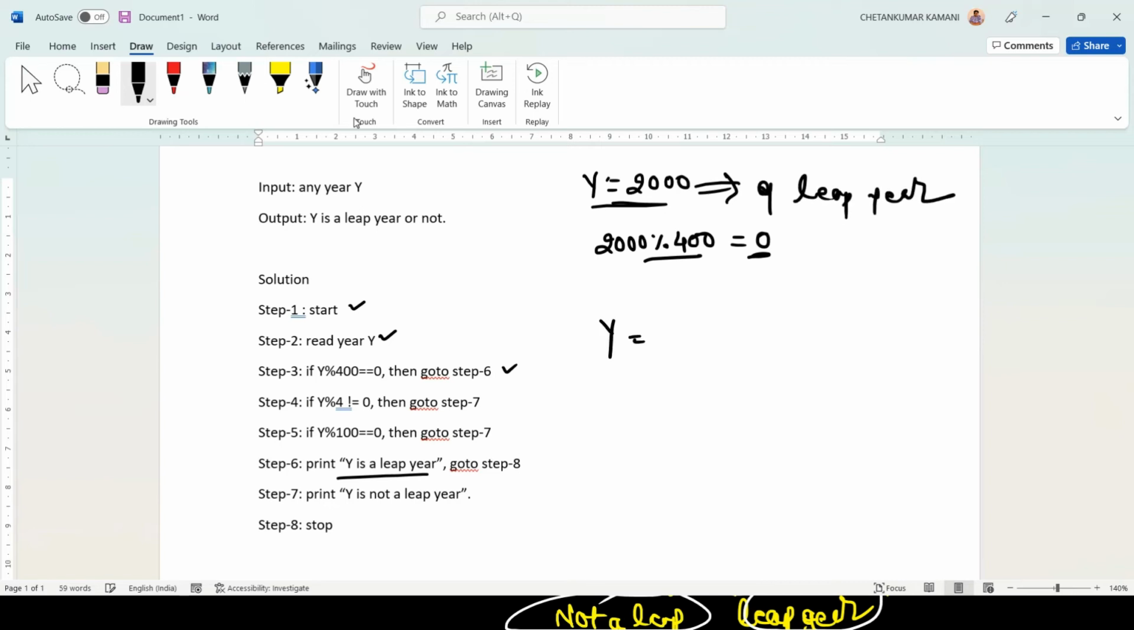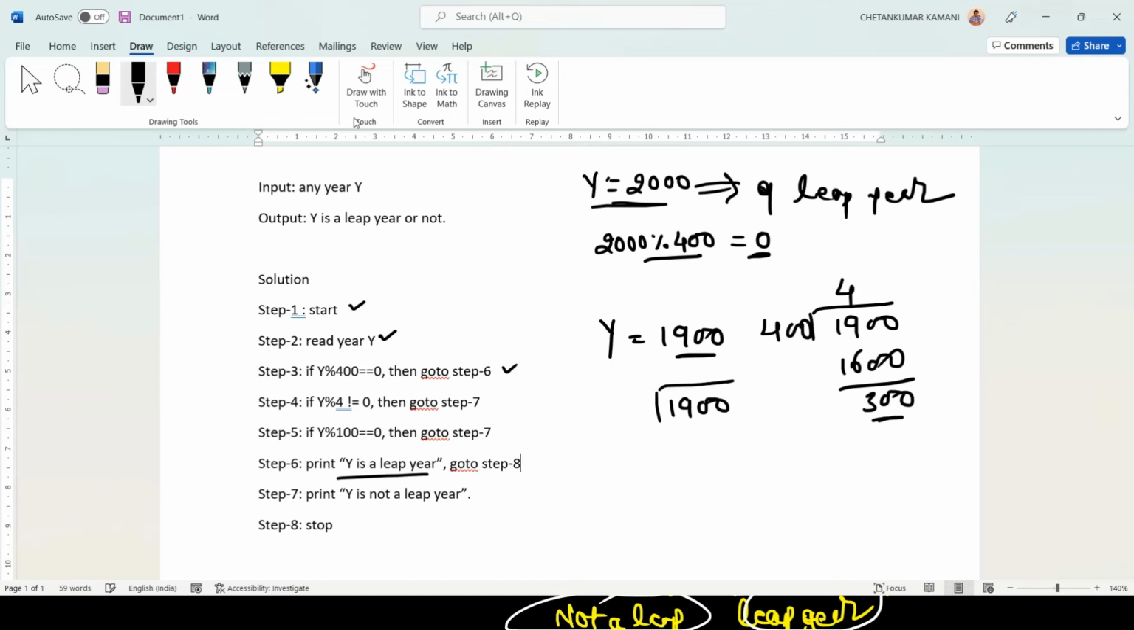Let us take another example. Y is 1900. Okay, so we divide 1900 modulo 400. 1900 divided by 400, 4 fours are 1600. The remainder is 300, which is not equal to 0. So we have to further divide 1900 by 4 as per step number 4. Okay, 4 fours are 16, 9 minus 6 is 3, bring down 0, 4 sevens are 28, 2 0, 4 fives are 20, remainder 0. That means it is divisible by 4.